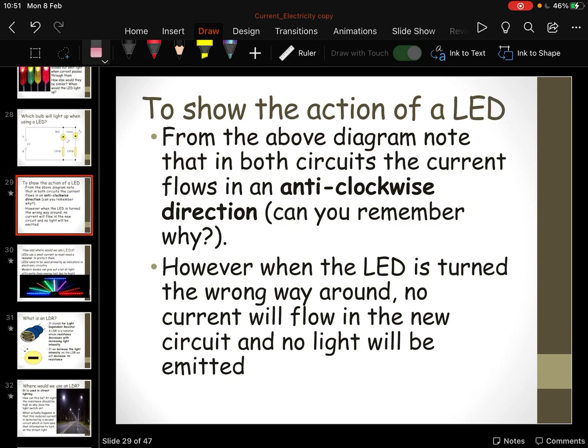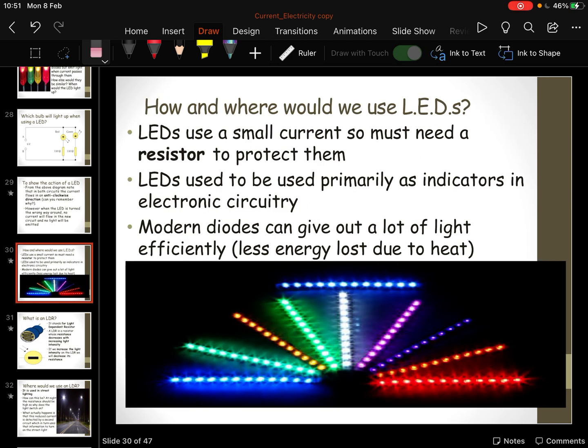So from the above circuit diagram, note that in both circuits the current flows in an anti-clockwise direction. If the LED is turned around, no current will flow through the circuit and no light will be emitted. That's fine. That's self-explanatory.